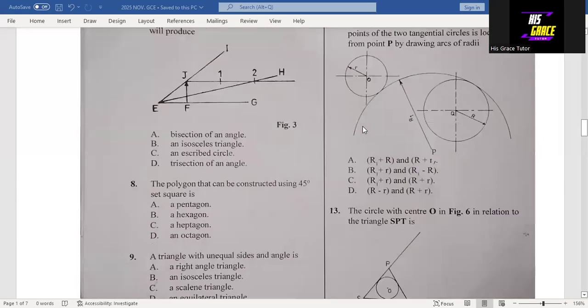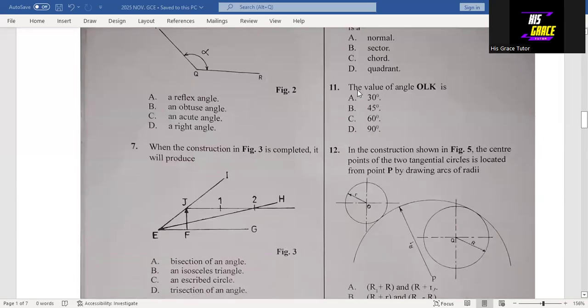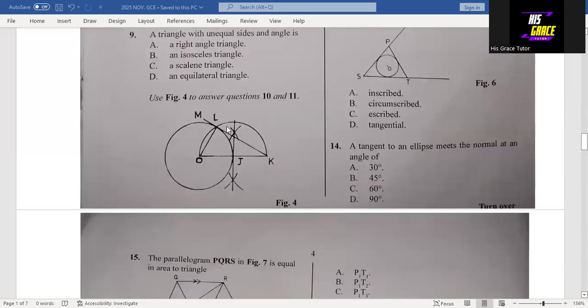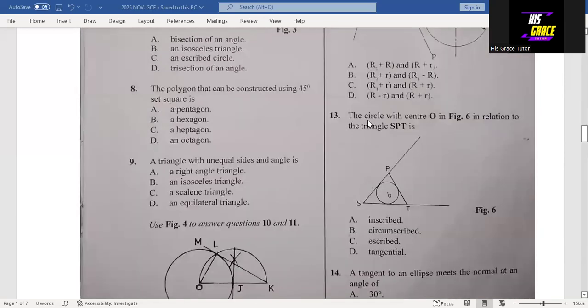Then question 11, the value of angle OLK is 90 degrees. That is the angle between the normal line and the tangent. The angle here is 90 degrees. So a normal makes an angle of 90 degrees with the tangent. Okay, so let's take note of that.